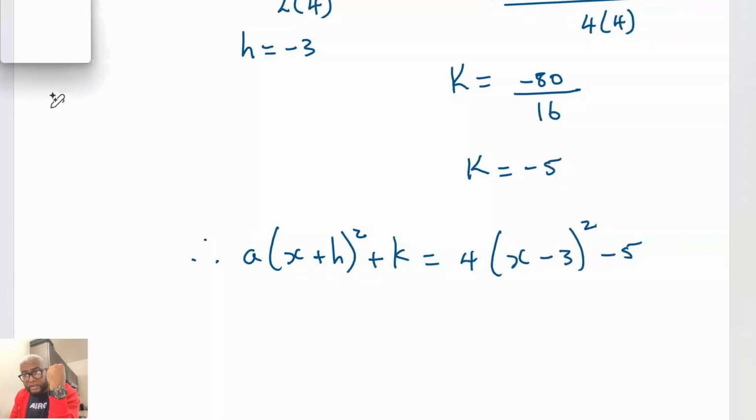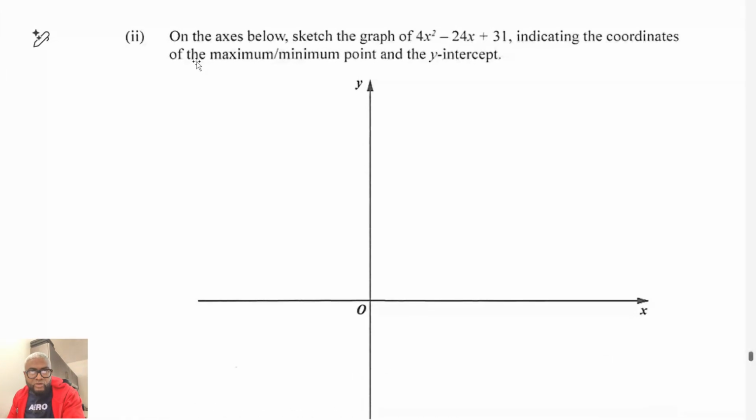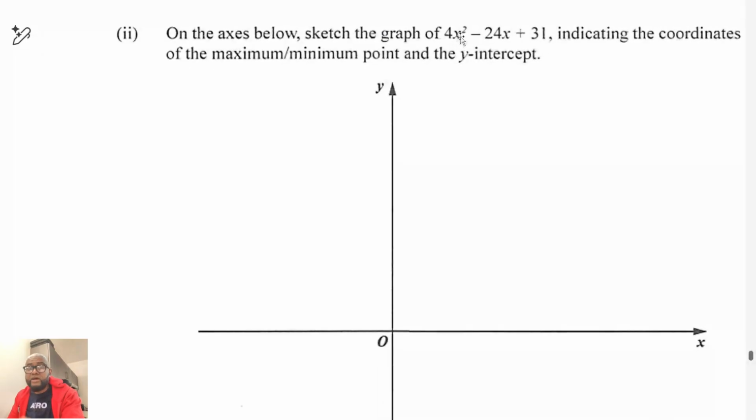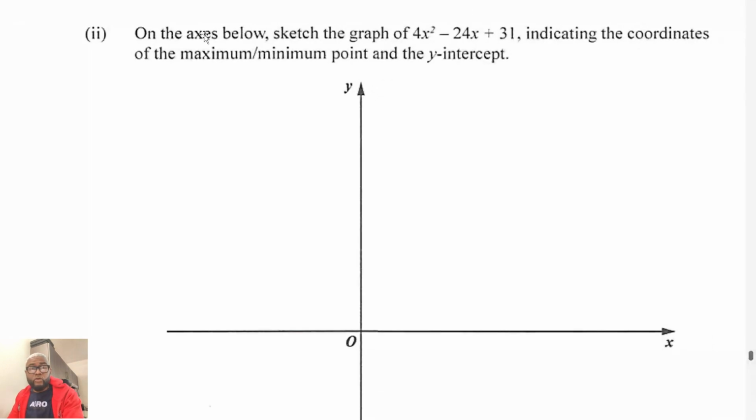Question. Rishi, go ahead, brother. I might have to give you all some notes here. And this is the next thing too. When I do any questions, I'm not just doing the questions, I give all the notes too, so it's things you can pull back and remember. So like this question here: on the axis below, sketch the graph y equals 4x squared minus 24x plus 31. Indicate the coordinates of the maximum/minimum point and the y-intercept.